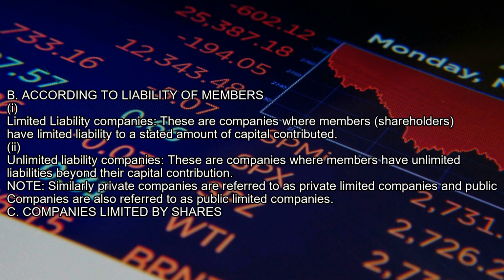B. According to liability of members. I. Limited liability companies. These are companies where member shareholders have limited liability to a stated amount of capital contributed. II. Unlimited liability companies. These are companies where members have unlimited liabilities beyond their capital contribution. Note, similarly, private companies are referred to as private limited companies and public companies are also referred to as public limited companies.